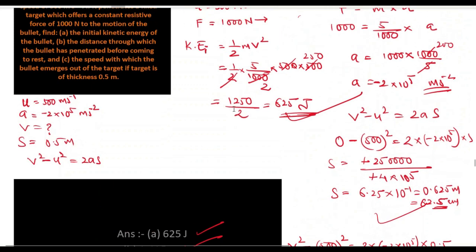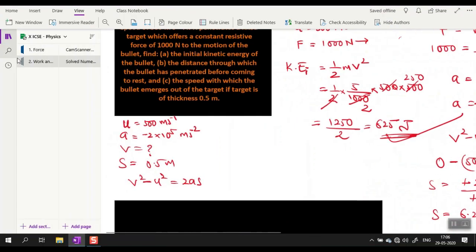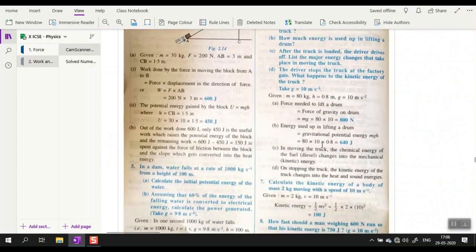The speed with which the bullet emerges out of the target, the acceleration is same. We got the correct answer with the help of that acceleration itself. Thickness s is the same. V square minus u square is equal to 2as. The equation is same. So why we are not getting the same answer? Let's check it in the solved examples itself.